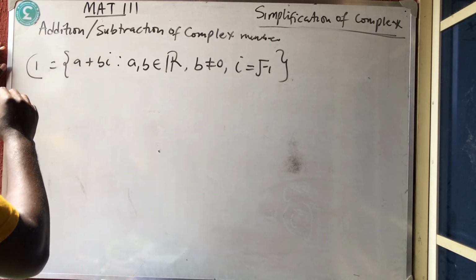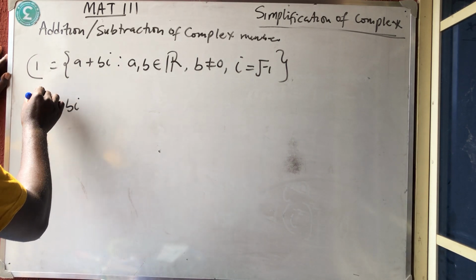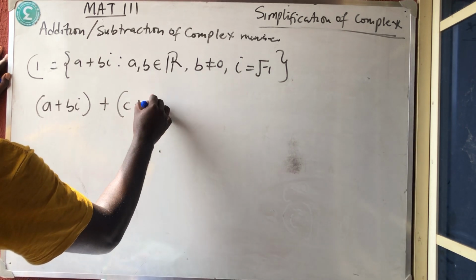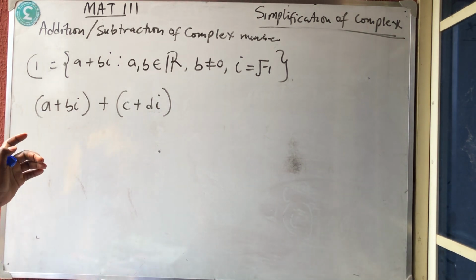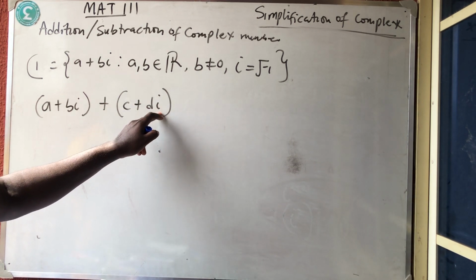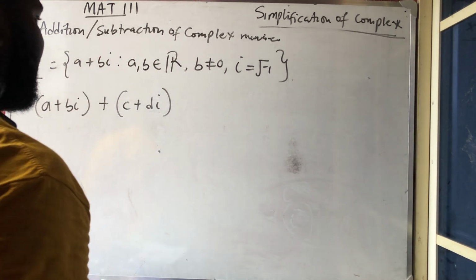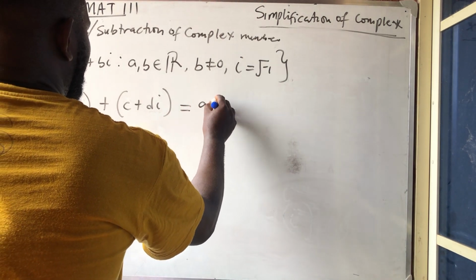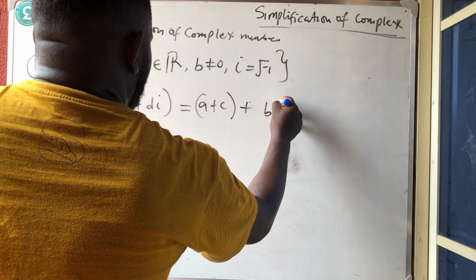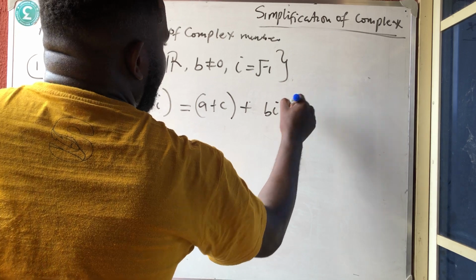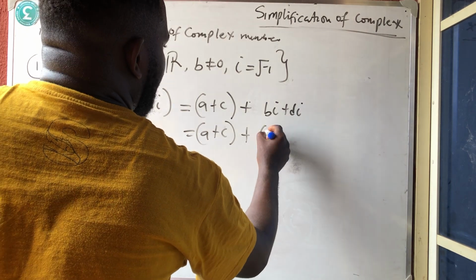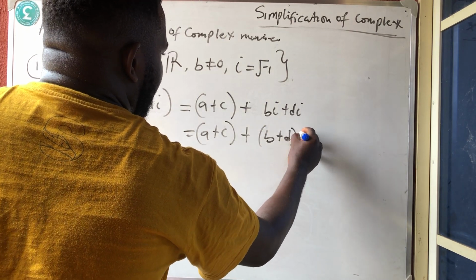So if you have a complex number like this, a plus bi, and you want to add it with another complex number, c plus di, what happens is that the real part will add the real part, and the imaginary part will add the imaginary part. We call this one the real part, and this side the imaginary part. So what do I have? This thing will be equal to what? a will add c, while plus bi will add di. But they have i in common. So it will be a plus c, then plus, you add only their coefficients, b plus d, putting the i they have in common.